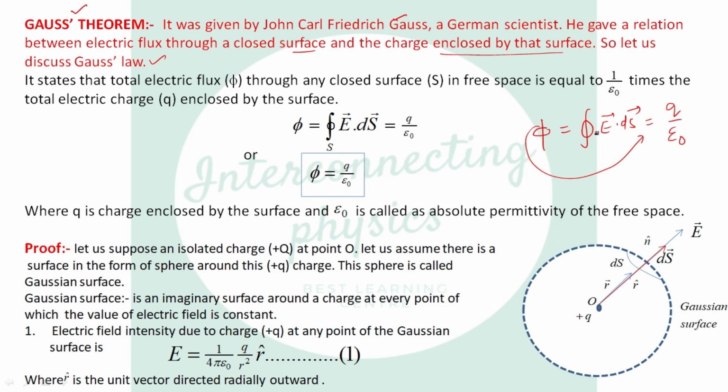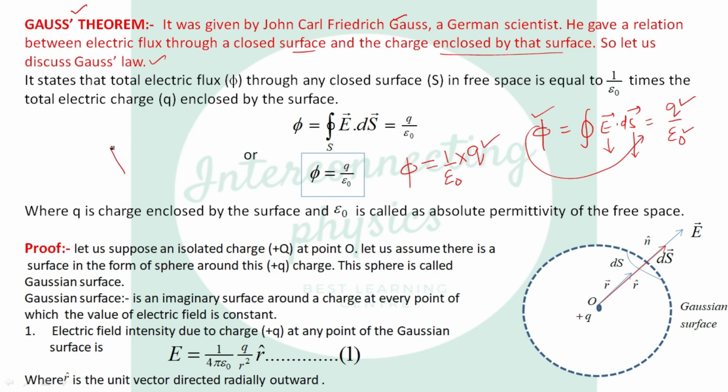It means we need not calculate the electric field, we need not calculate the area vector, we just calculate charge divided by epsilon naught. It is the simplest form of calculating electric flux, given by Gauss theorem. He only said that electric flux is equal to 1 by epsilon naught times the charge enclosed by the closed surface.